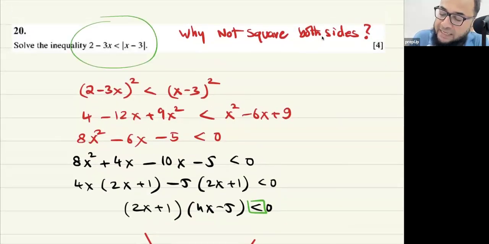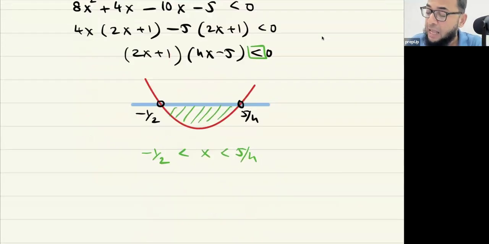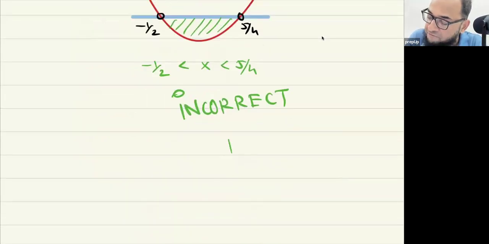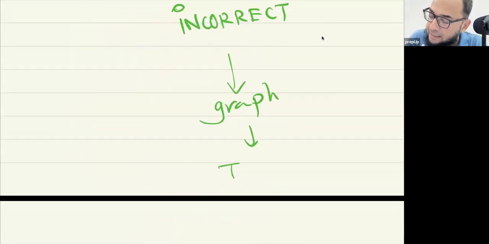But this was case number 1. Case number 2: modulus of x minus 3 is greater than 2 minus 3x. There is a reason why we are not solving it this way. Why? Because this solution is incorrect. Why is it incorrect? The graph will tell the truth. So let's ask the graph to tell us the truth.